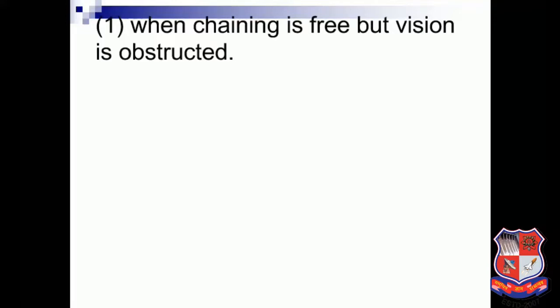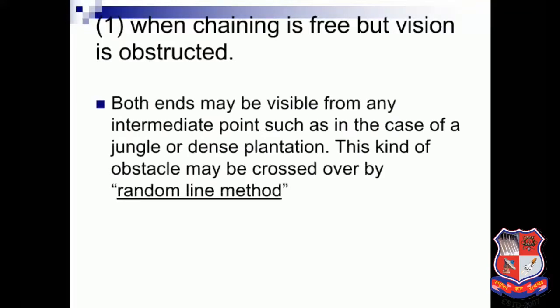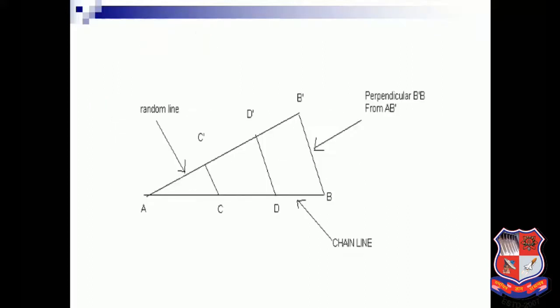When chaining is free but vision is obstructed, both ends may not be visible from any intermediate point, such as in the case of a jungle or a dense plantation. This kind of obstacle may be crossed by the random line method. You can see here the chain line ACDB is in a jungle, and we have to find that chain line, so we have to use the random line method.